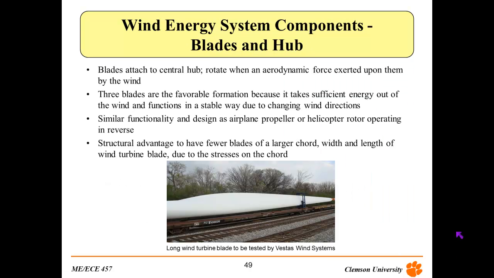Blades and hub. The blades attach to the central hub. It rotates when an aerodynamic force is exerted upon them by the wind. Three blades are the favorable formation because it takes sufficient energy out of the wind and functions in a stable way due to changing wind directions. It has a similar functionality and design as an airplane propeller or helicopter rotor operating in reverse.